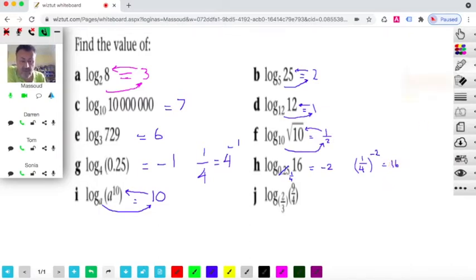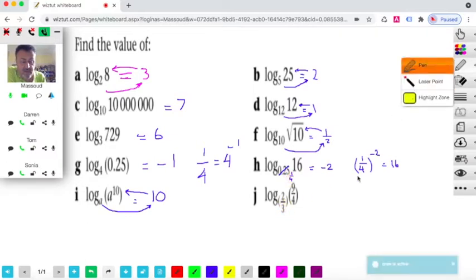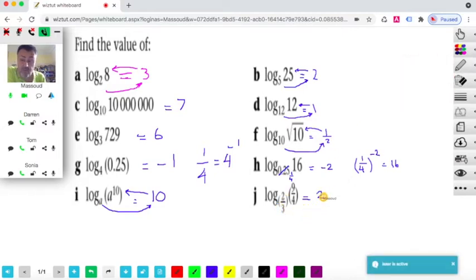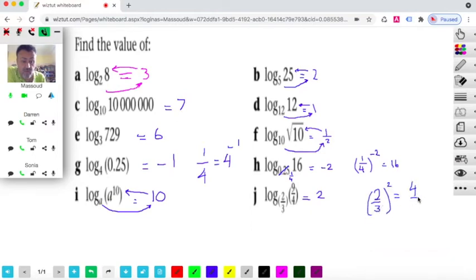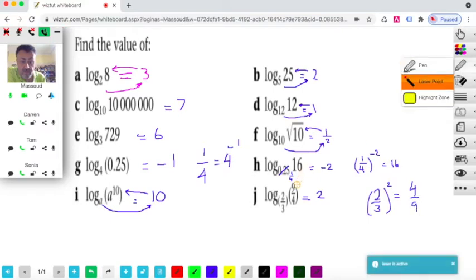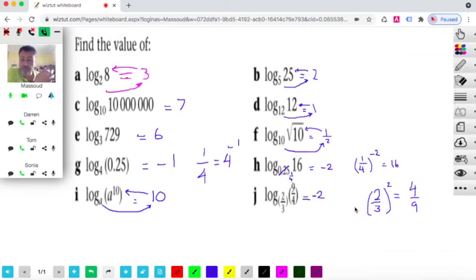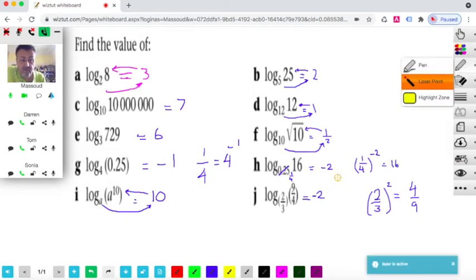Now that one obeys the same rule as up here, because if I put 2 here, then as you know, 2/3 to the power of 2 will give you 4 over 9. So 2/3 squared will actually give you 4 over 9. But the answer isn't 4 over 9. The answer is 9 over 4. So that tells me that that power needs to be a negative power, so it will reciprocate the answer to give you 9 over 4.